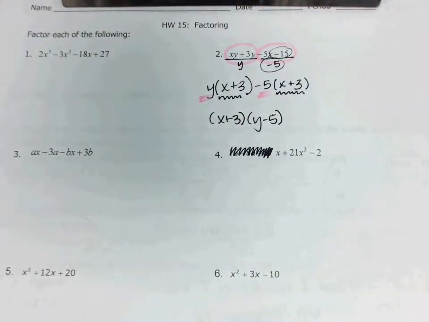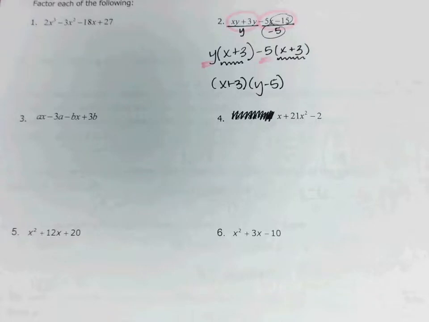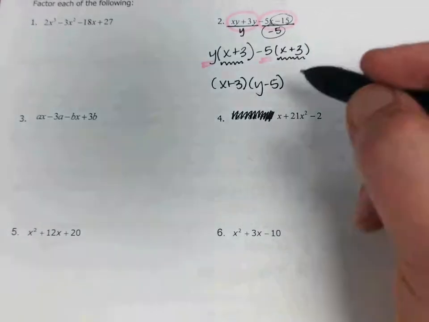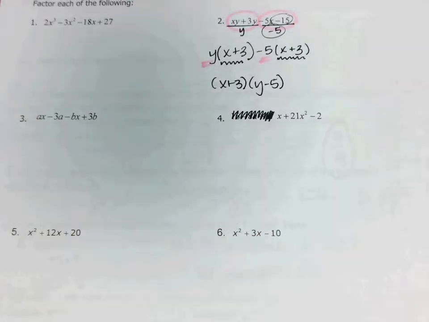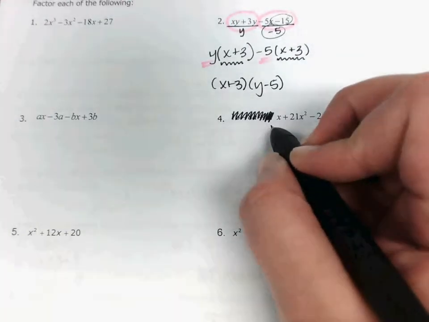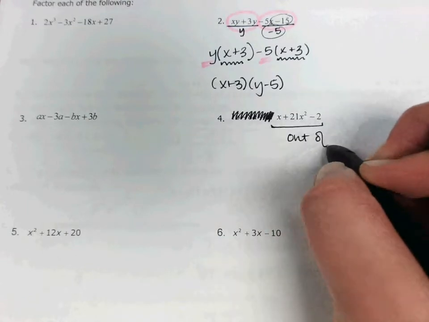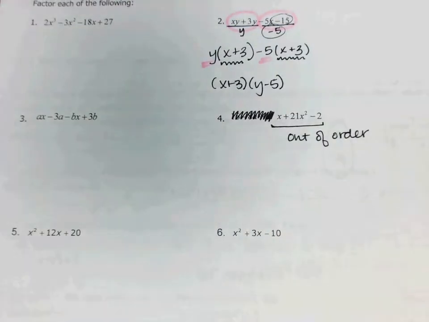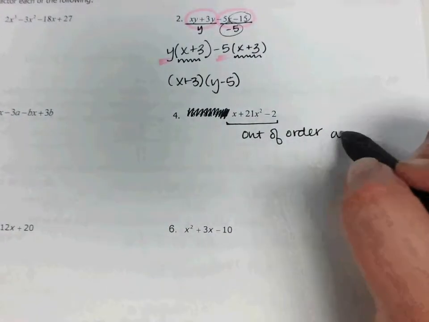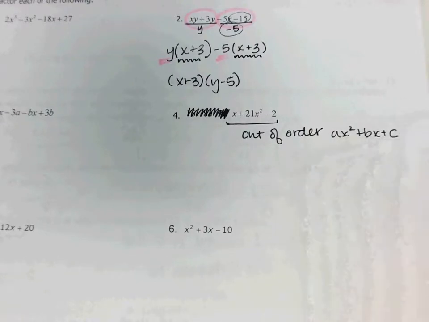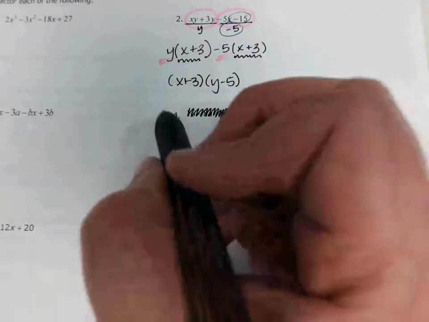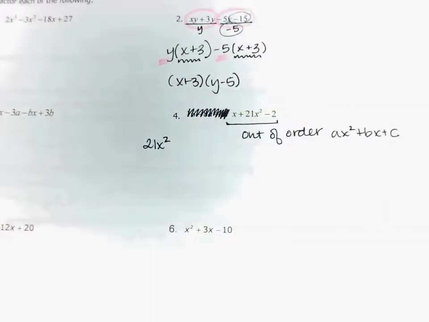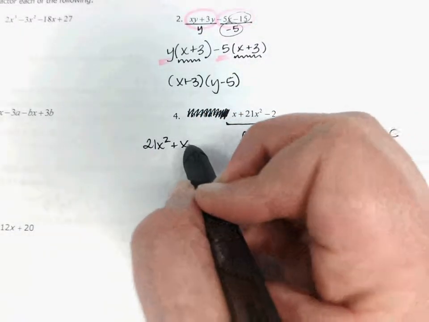Okay? Let's jump down. Let's do 4 and then we'll do 6. So number 4, the first thing you should notice is that this is out of order. That's a problem. They have to be in standard form. So when I put them in order, it should be ax squared plus bx plus c. So when I notice that that's out of order, I'm going to fix it. 21x squared is going to come first. Then my plus x, then my minus 2.